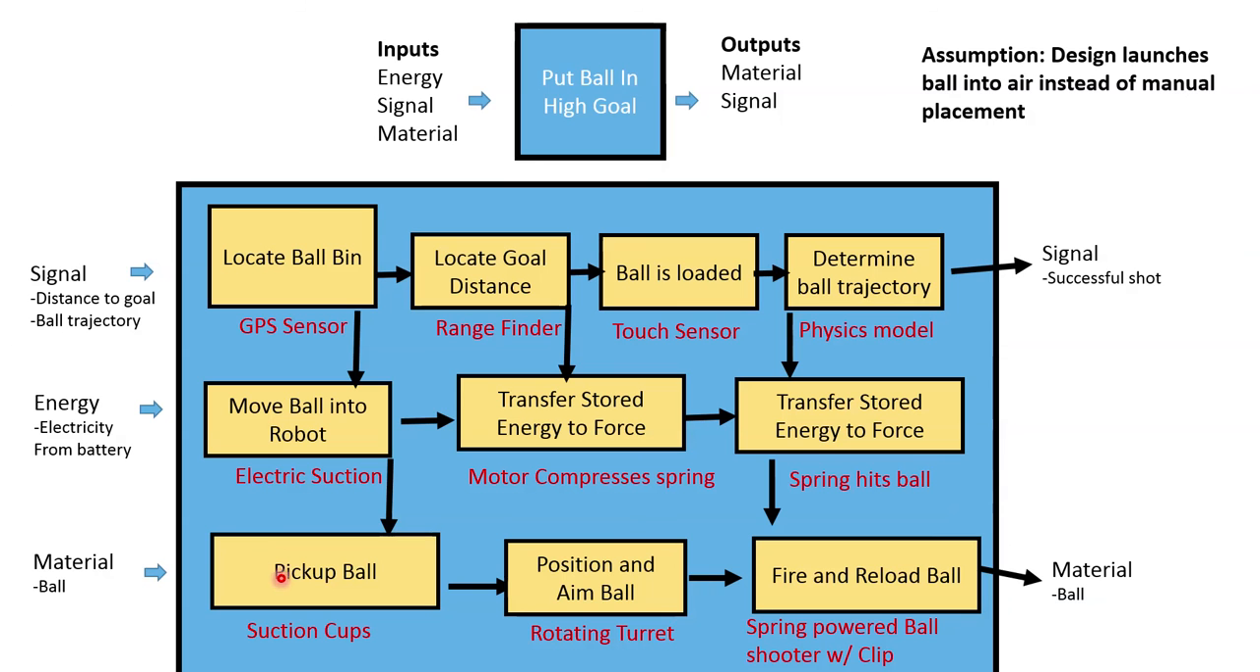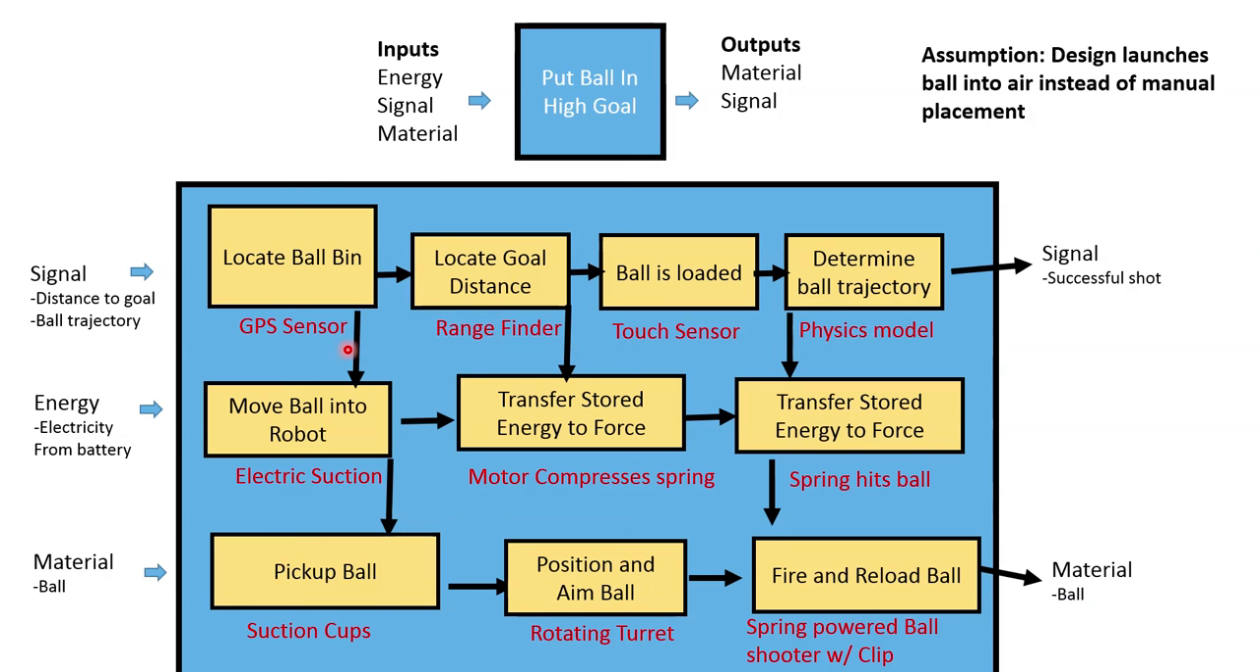Okay, and then finally, from a material standpoint, we have to make sure we can pick up the ball, we have to position and aim the ball, and fire and reload the ball. So notice I have all these arrows connecting. The reason why is because once you locate the ball in the bin, you have to move the ball into the robot, and then you also have to pick up the ball. So these three subfunctions are connected to one another.